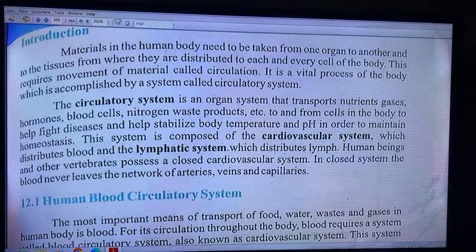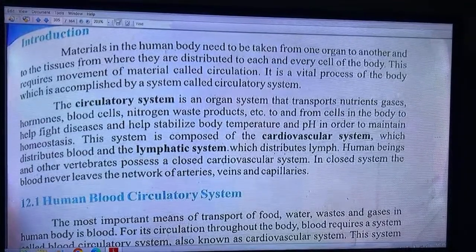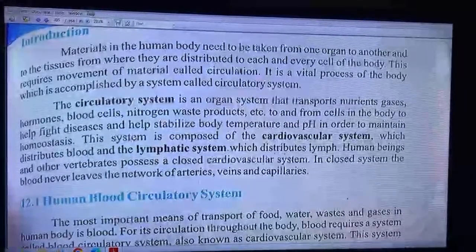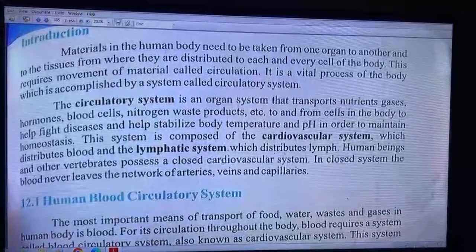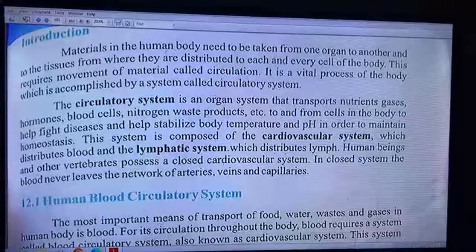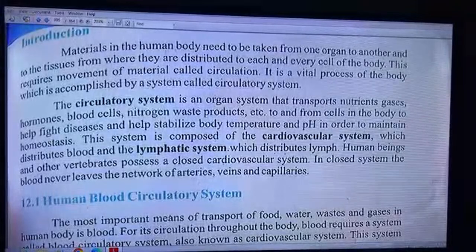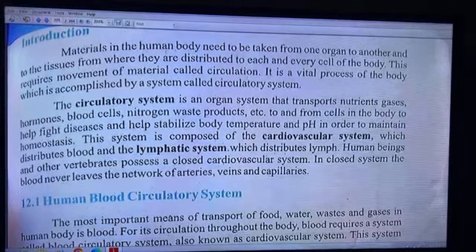Circulatory system. Introduction. Materials in the human body need to be taken from one organ to another and to the tissues, from where they are distributed to each and every cell of the body. This requires movement of material called circulation. It is a vital process of the body which is accomplished by a system called the circulatory system.